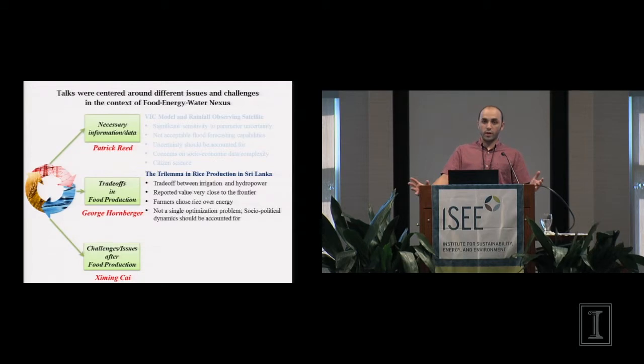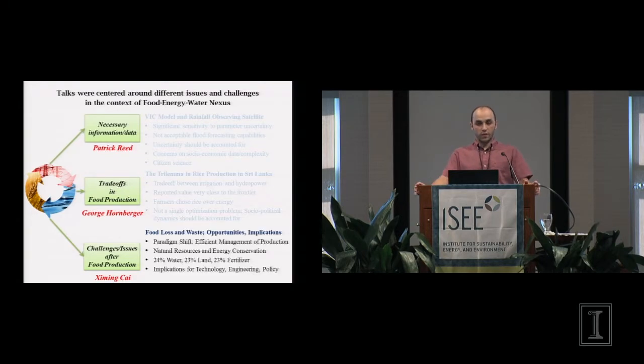And it showed that there is a kind of emergent behavior from the farmers. Although it also showed that the farmers pay more attention to rice production over energy production, which is something related to cultural and also economic values. He also emphasized that when we are dealing with very complex systems like water, food, energy systems, we need to go beyond a single optimization problem. We need to consider the socio-political dynamics in order to properly address the question.